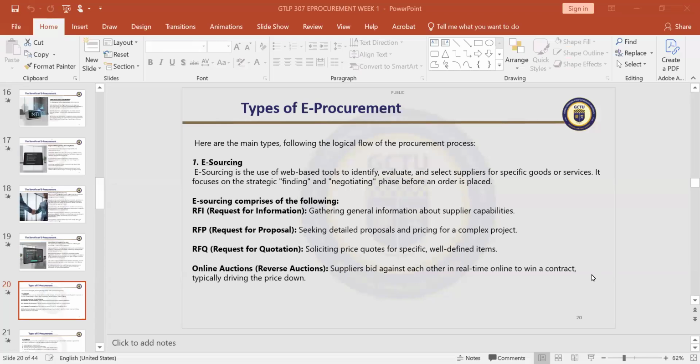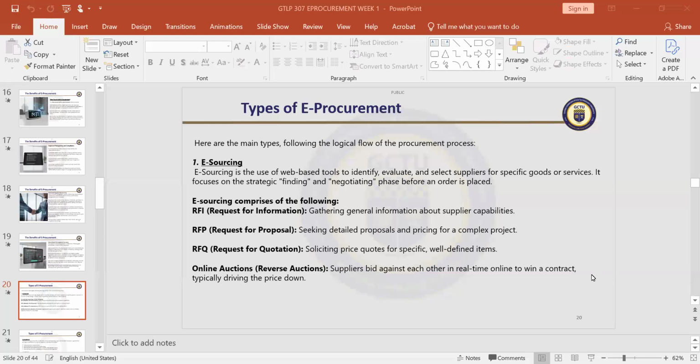And after going through the information and getting their proposal, the last thing you do is request for quotation. This is where you ask them to solicit a price quote for specific, well-defined items. So they will give you their quotations, which include their pricing: how much are they selling each product? And sometimes they give it with the product specifications.